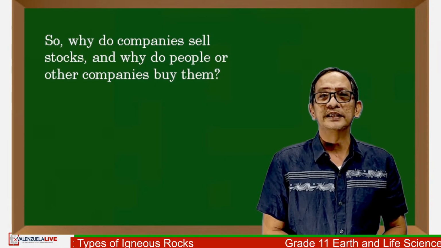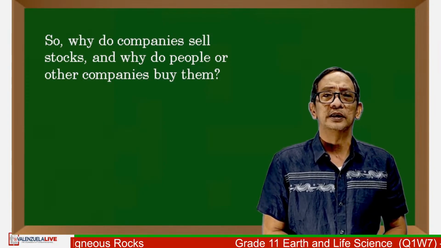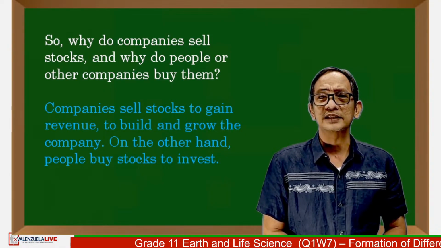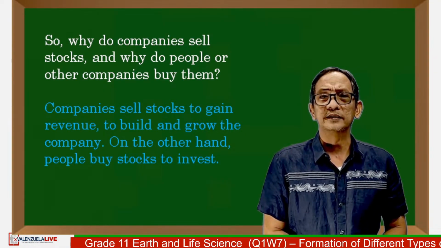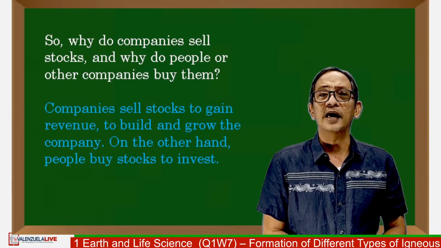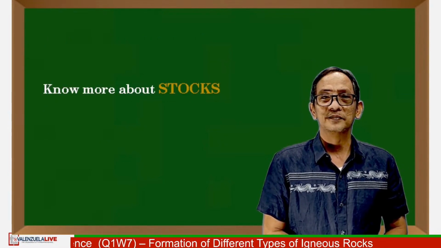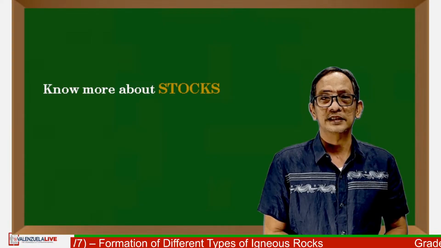So why do companies sell stocks and why do people or companies buy them? Companies sell stocks to gain revenue, to build and grow the company. On the other hand, people buy stocks to invest. Let's know more about stocks.